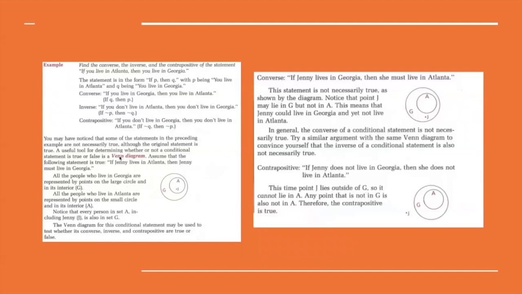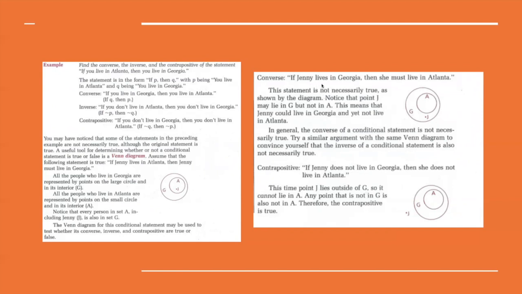We can also use a Venn diagram to assess whether a statement is true or false. We assume that the following statement is true: if Jenny lives in Atlanta, then Jenny must live in Georgia. All the people who live in Georgia are represented by the points on the larger circle and its interior. All the people in Atlanta are represented by the points on the small circle. Notice that every person in the set A, including Jenny, is also in the set G. The Venn diagram for this conditional statement may be used to test whether its converse, inverse, and contrapositive are true or false.